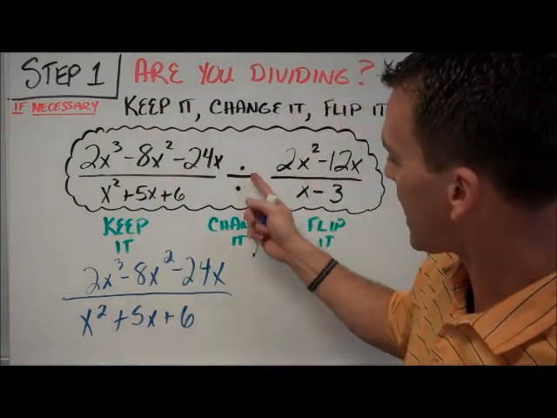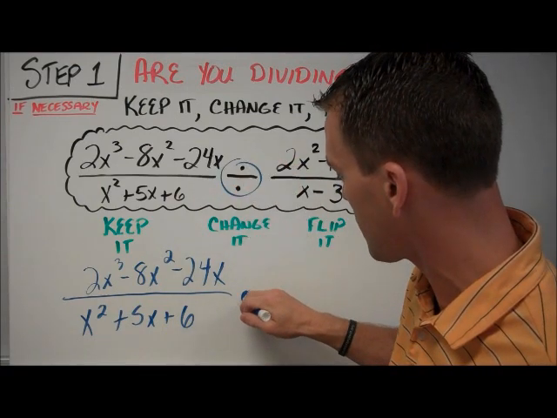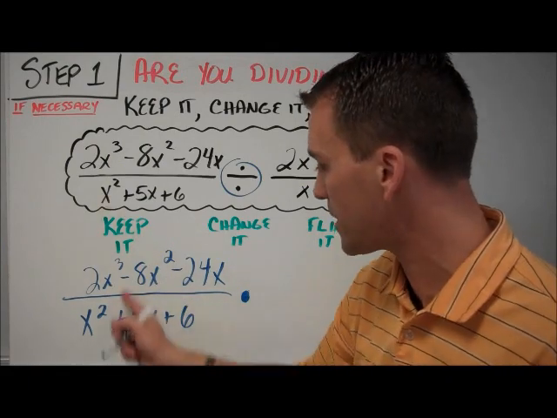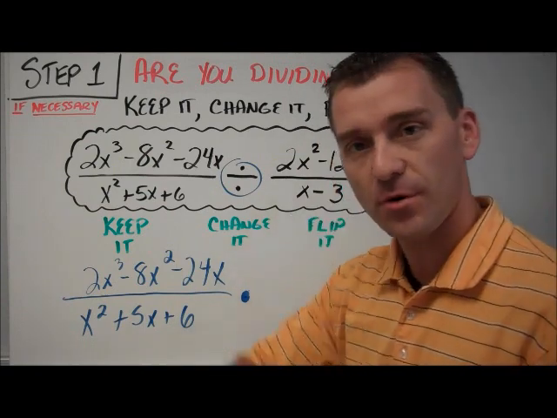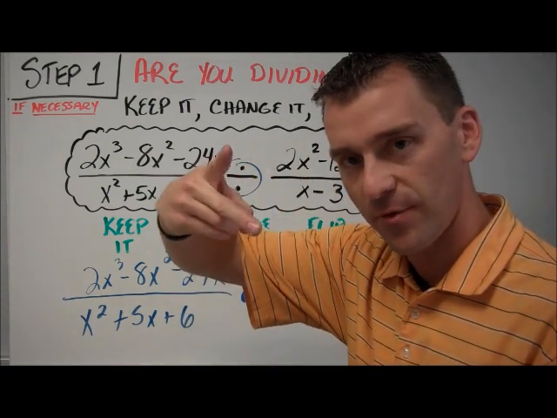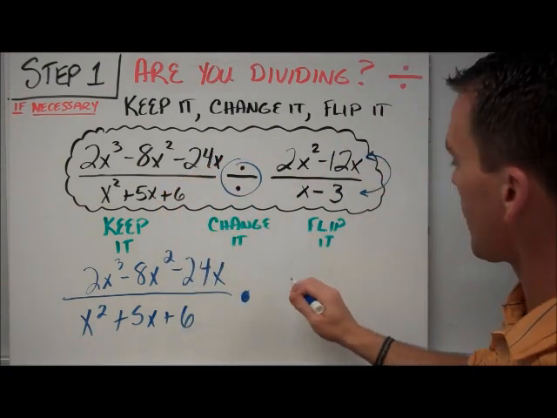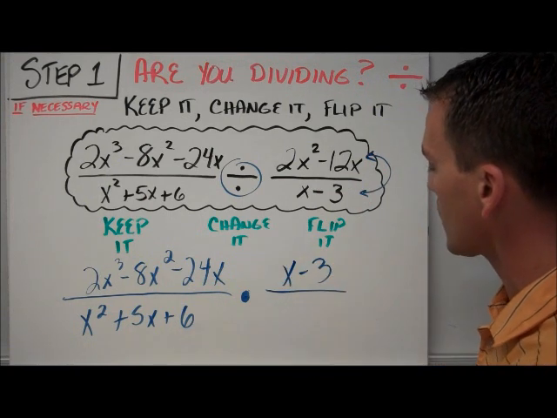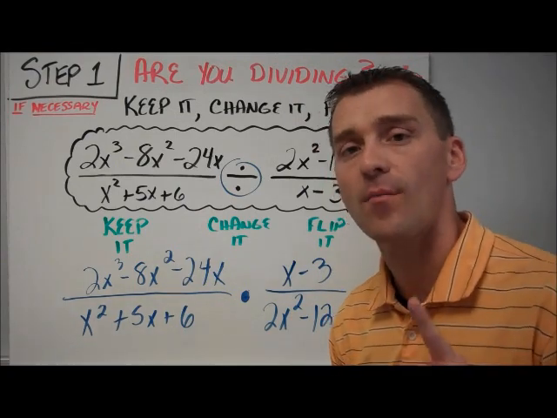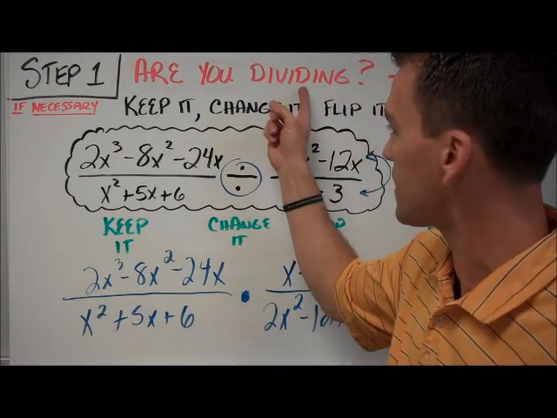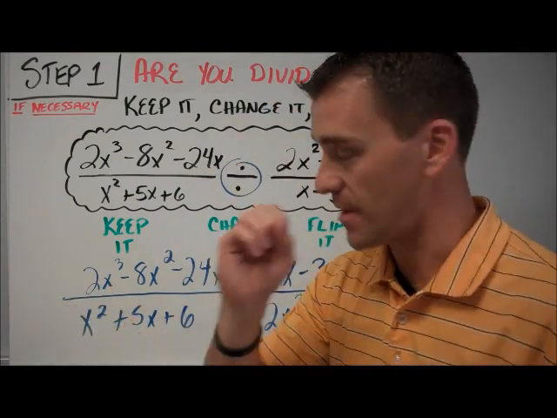So then you're going to change this. So this division changes to a multiplication. We keep it, we change it, and then we flip it. Reciprocal, remember, means you take the denominator and numerator and flip-flop them. So I'm going to write x minus 3 in the numerator and 2x squared minus 12x in the denominator. So that is step number 1, and you only do it if you're dividing. If you're not dividing, you don't keep it, change it, flip it. You just roll on. So that's step number 1.